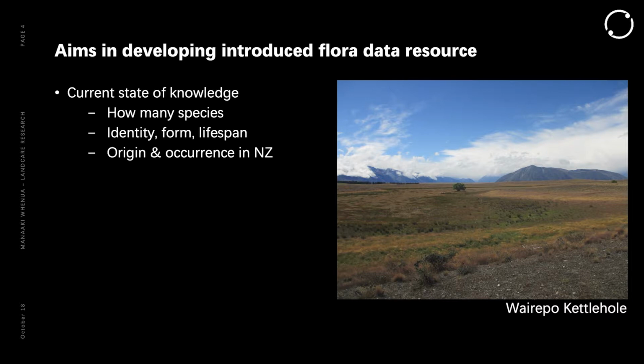An important point about this is that some of this information is quite static. We only need to collect it once, and then we can use that information as long as those species are present in New Zealand. Other information is quite dynamic, and we want to create a system that will allow us to update that information, such as when new species arrive, or as species spread or shift in status from casual to naturalized, for example.